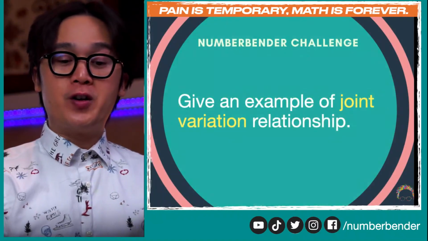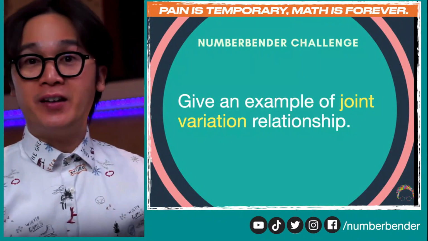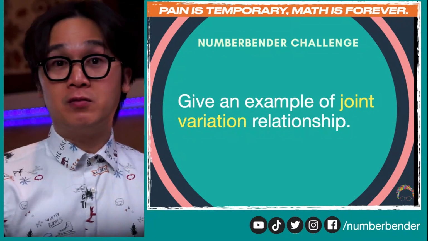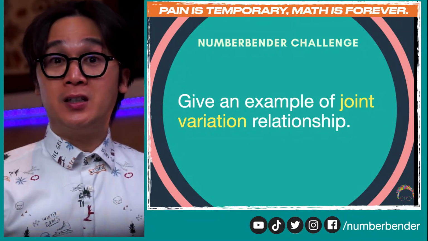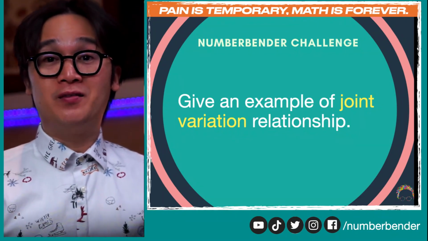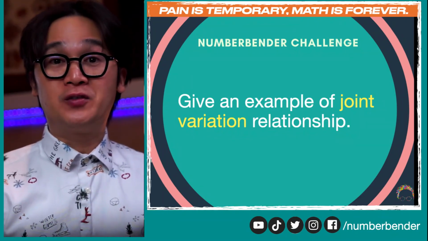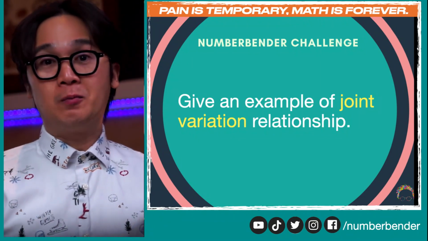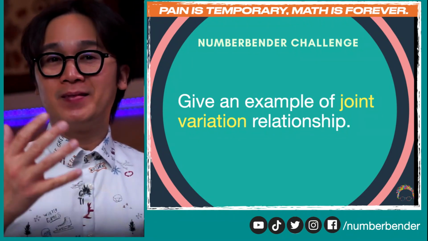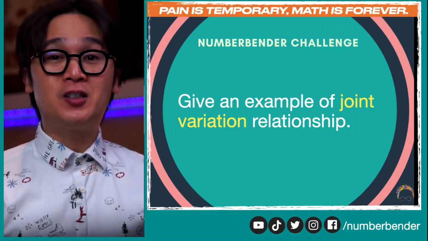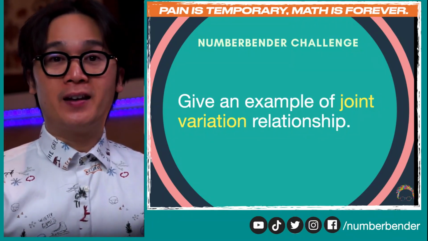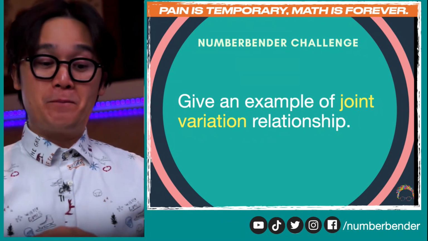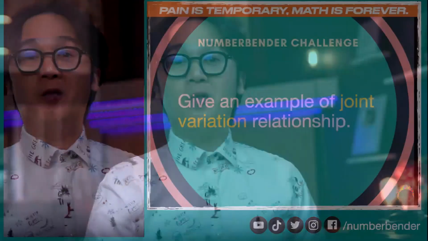So for your Numberbender challenge for the day, can you give me an example of a joint variation relationship? I have given you 3 from our lesson on the first part of our work today. So I would love to hear from you. So comment down below what specific example of a real life situation that satisfies joint variation that you can provide below. So that is going to be our lesson for today, joint variation.